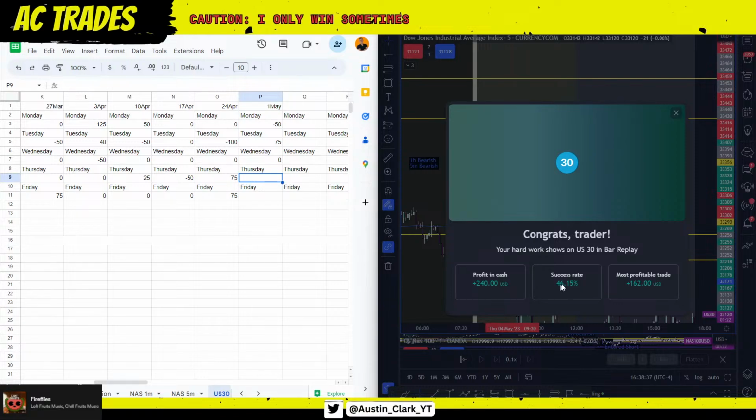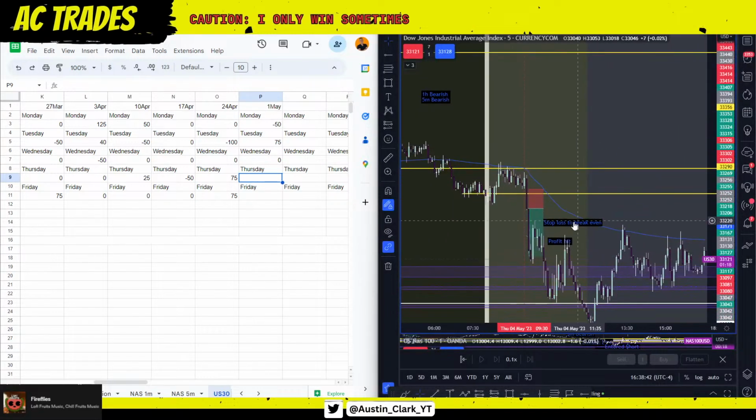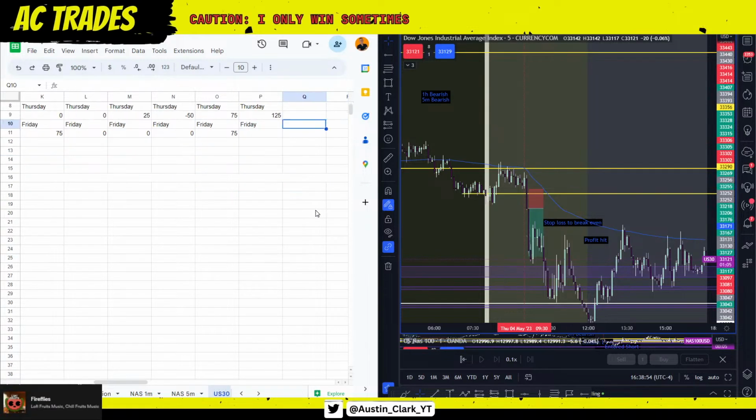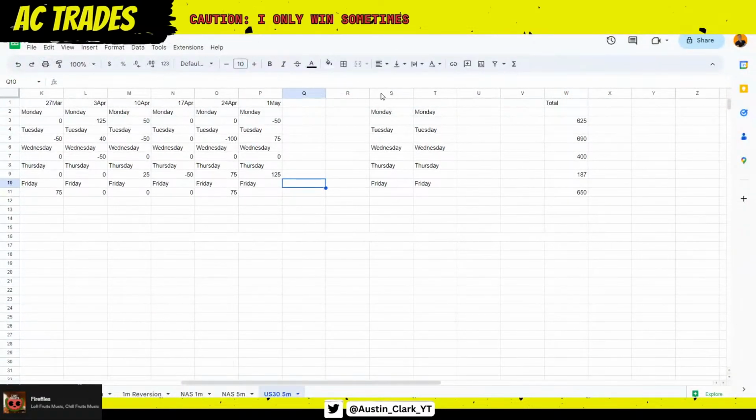46% win rate, but it's very profitable. So that's pretty cool. Oh yeah, there was a winning trade today. So there was an actual 125 banger there on Thursday. Okay, so now let's add all these up. I don't know if this is... Yeah, this isn't taken into account.